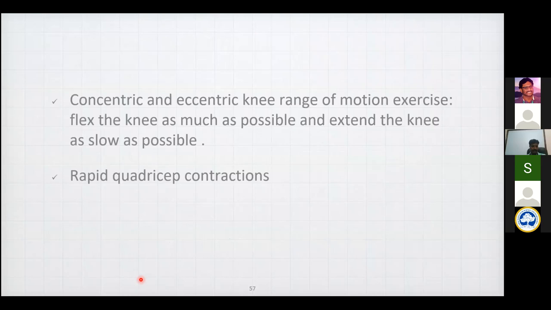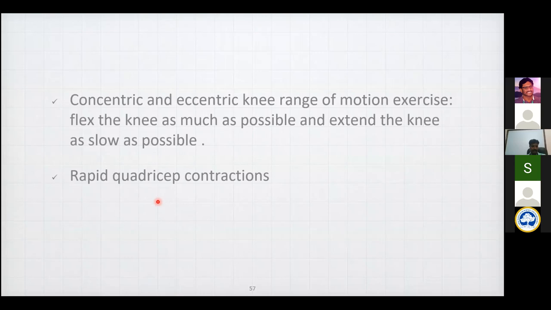Concentric and eccentric knee range of motion. This is a must when there is an ACL injury who comes to our clinic. What we tell them is to lie down prone and flex their knee as much as possible and extend it slowly, very slowly, and almost by the count of 12 or 15, they have to extend it fully. Again, go back fast, flex the knee, and then extend it very slow. You have to monitor the patient constantly because the patient tends to do the knee extension rapidly. So there is hamstring co-contraction when we are doing this extension.